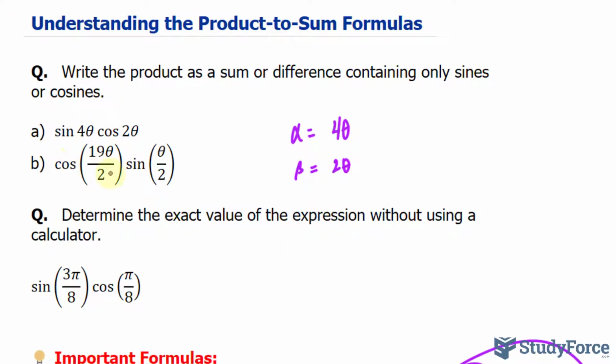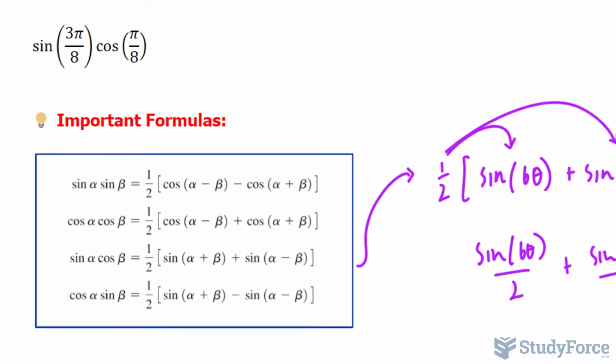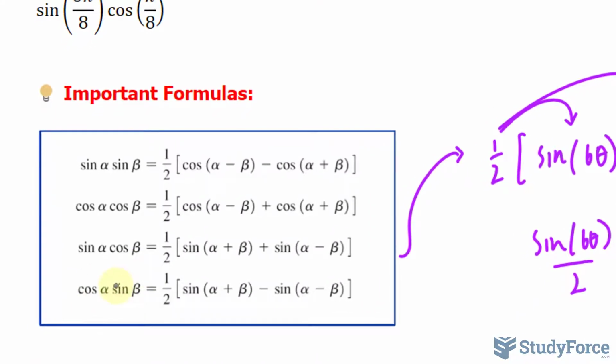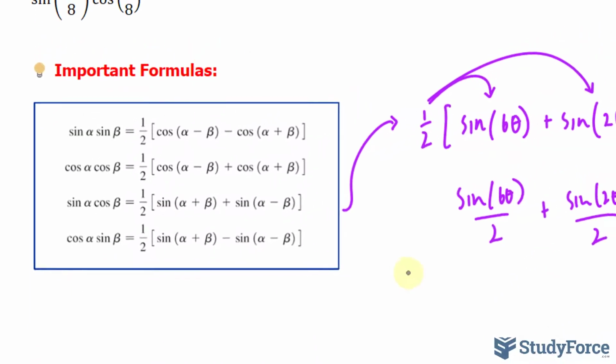For question B, we have cosine 19 theta over 2 and sine theta over 2. So once again, I'll assign this as alpha and that as beta. Let me write that down here. Alpha is 19 over 2 theta, and beta is 1 over 2 theta. Let's see which of these formulas will work. This one right here specifically. And by using that formula, we'll have an equation that's entirely in terms of sine.